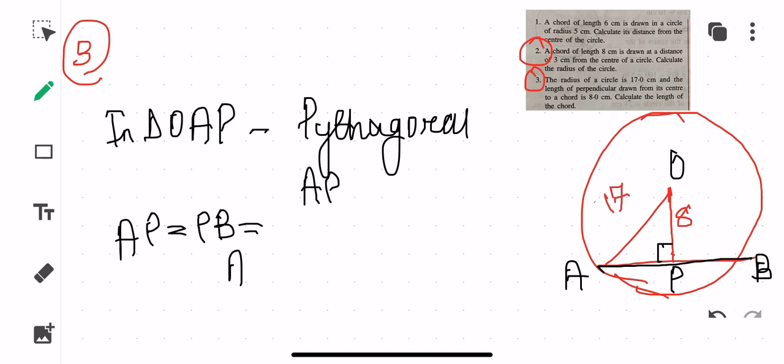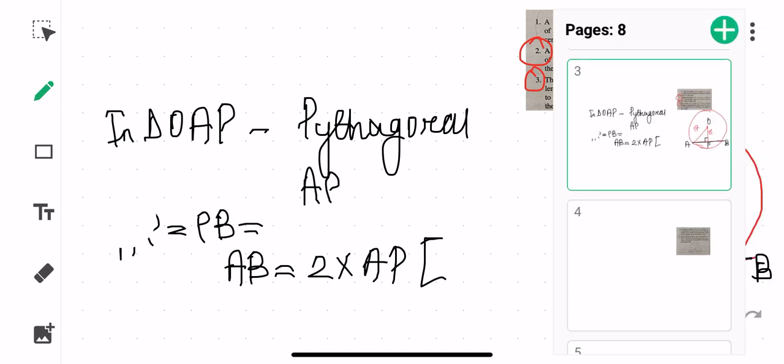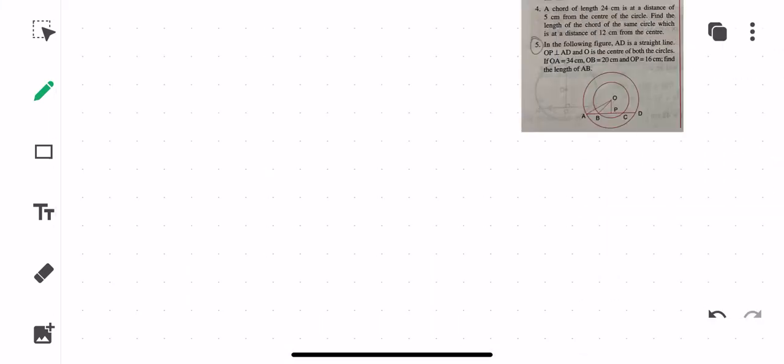So the entire AB will be equal to 2 times AP, and then you will have to write the reason, that since the perpendicular from the center to the chord bisects the chord. This particular statement you need to write. Alright, so this is the way this particular sum has to be done. This also you can easily take as homework. We will now move to the next question, that is question number 4.